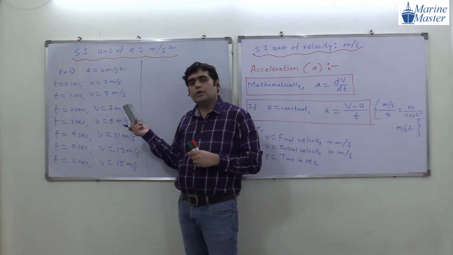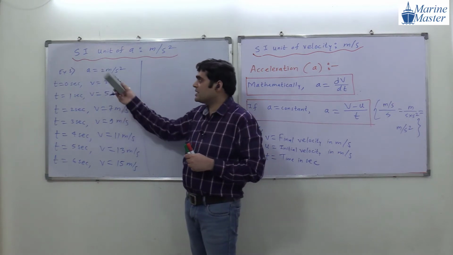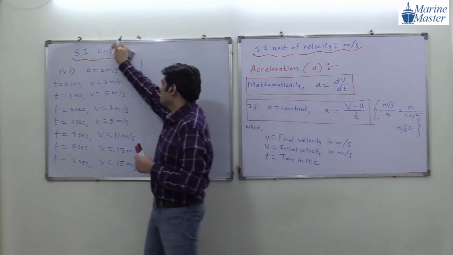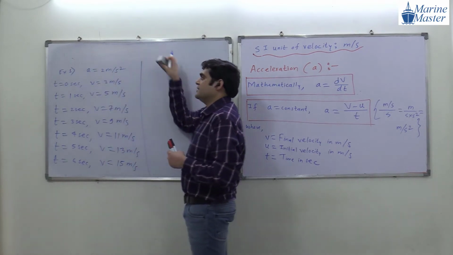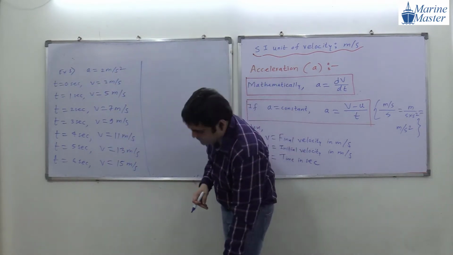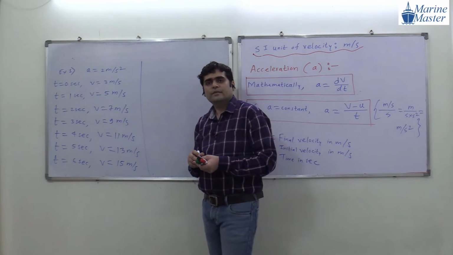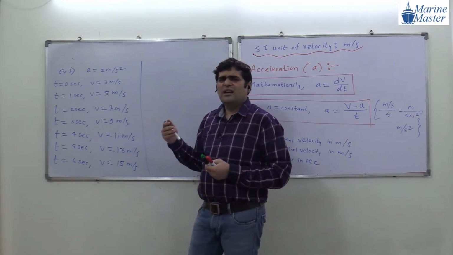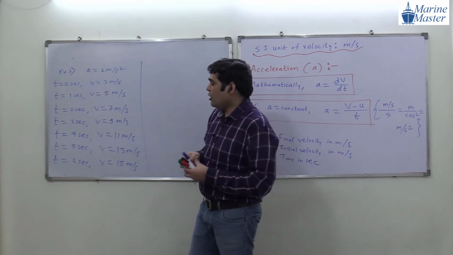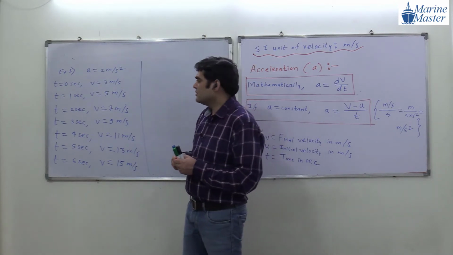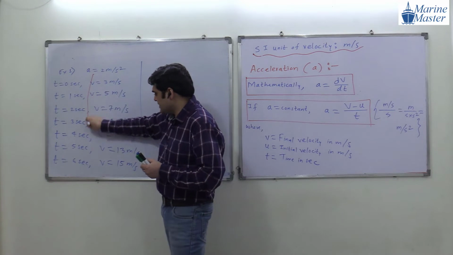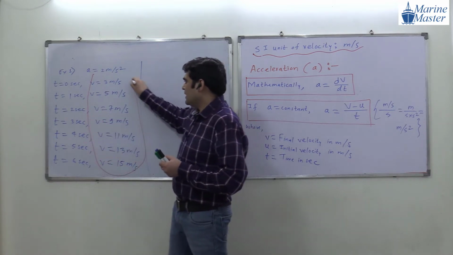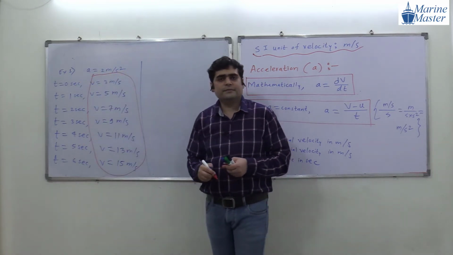I told you initially, at the beginning of this example, that acceleration is constant. Guys, just observe the results. V is equal to u plus at, that is an equation. But from these results, tell me the conclusion. These are our results. Tell me the conclusion from these results.